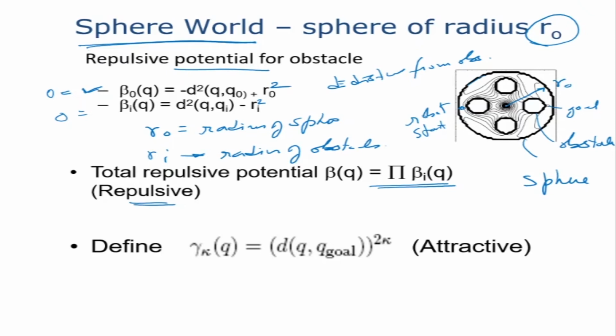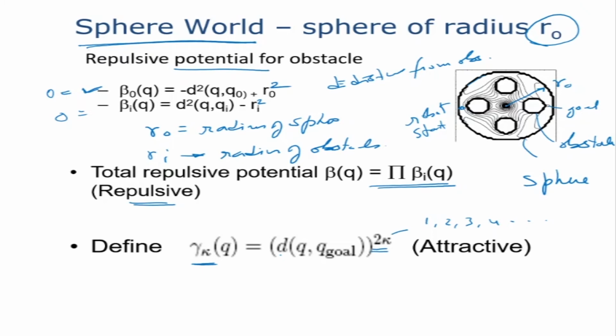Now what is the attractive potential? The attractive potential we are defining like this: gamma k is equal to d, where d is the distance between the robot and the goal, raised to the power 2k. So depending on k, we can put 1, 2, 3, 4. Okay, this attractive force is going to change.